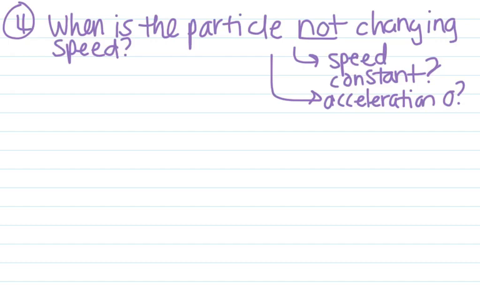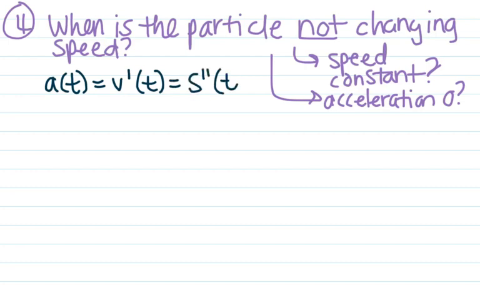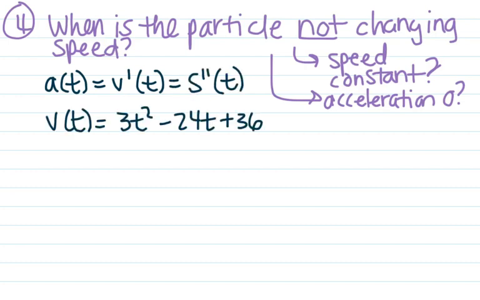Okay, and so as we remember, the acceleration is describing how the velocity is changing, which means it's the derivative of the velocity, and that makes it the second derivative of the position function. So just as a quick reminder of what our velocity function was, and now we will take the derivative of that to get the acceleration. So that becomes 6t minus 24.